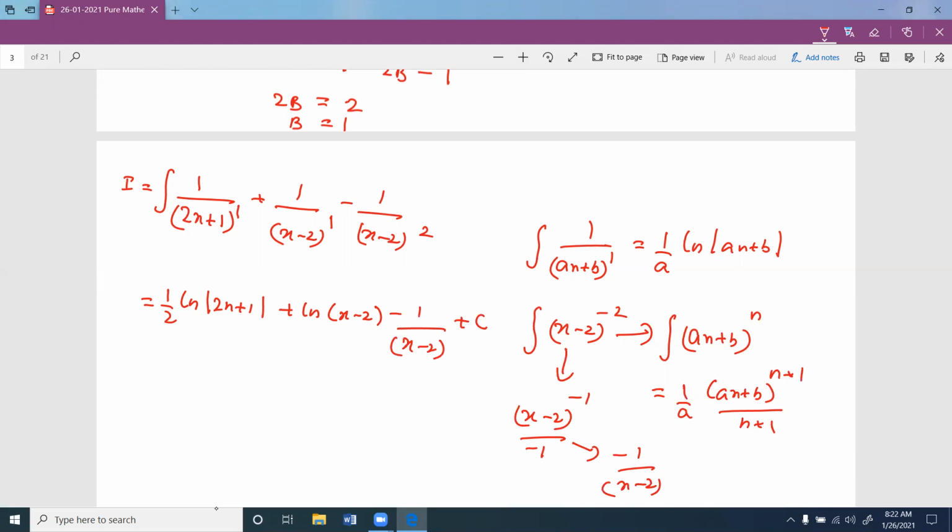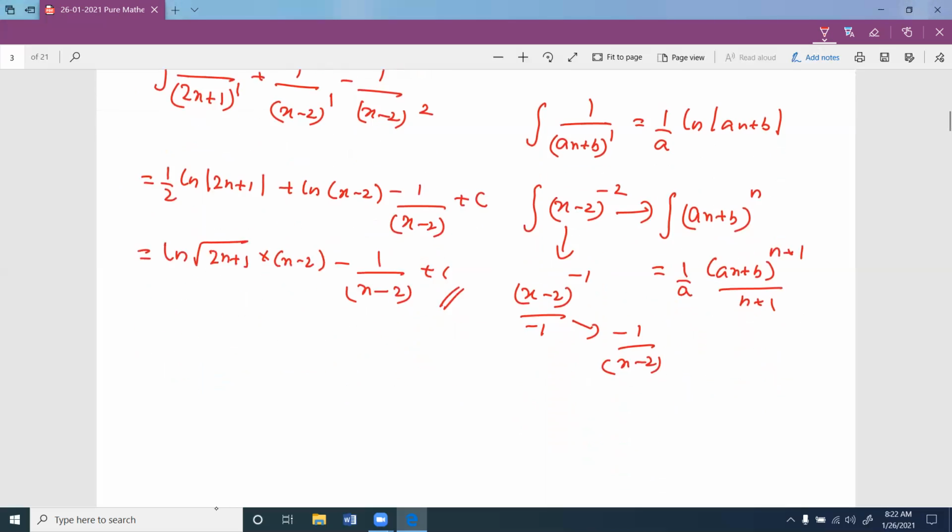So if you want, you can simplify this one in this format. You can write ln square root of 2x plus 1, if you bring the half in as a power, plus ln of x minus 2, minus 1 over x minus 2, plus c, would be the final answer for this. That's a way of getting this answer. You just check whether there is any calculation error or something. Other than that, you can just get it. Right. Okay, first check whether there are any calculation errors. Other than that, the technique is the same way.